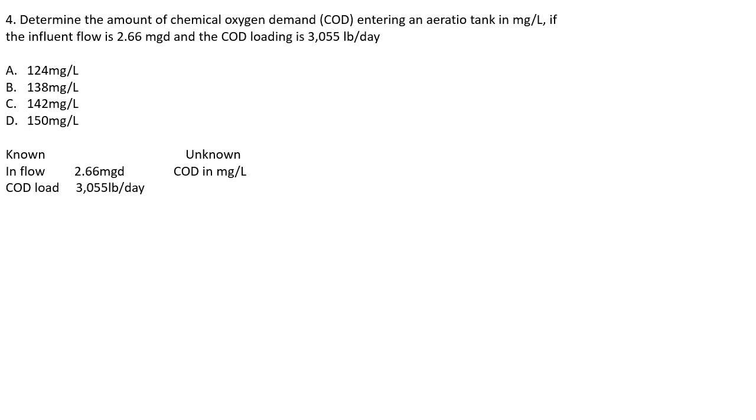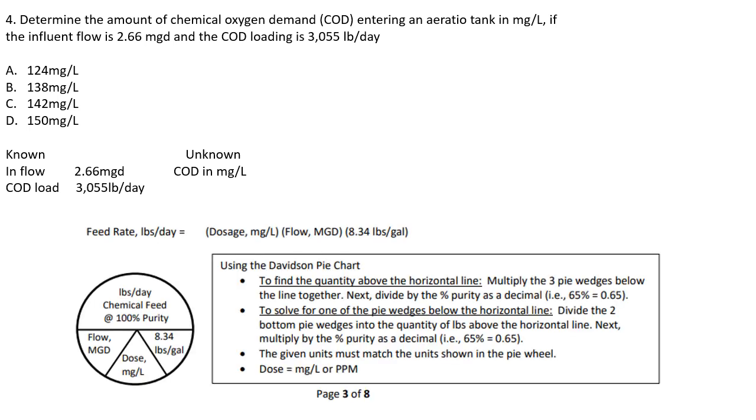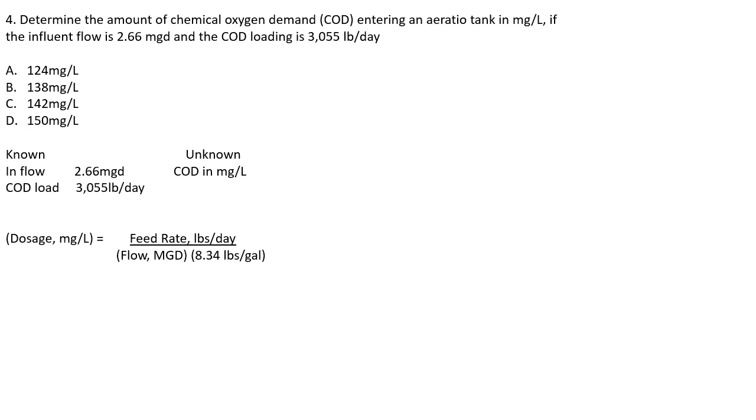Again, we can figure out what formula to use by looking for what we don't know. This is going to be a pounds formula, the Davidson pie chart. We're just going to rearrange it to solve for the milligrams per liter. So to do that, you have the dosage, milligrams per liter, is equal to the feed rate, pounds per day, divided by the flow, mgd, times 8.34 pounds per gallon. So we have 3,055 pounds per day divided by the 2.66 mgd times 8.34 pounds per gallon.